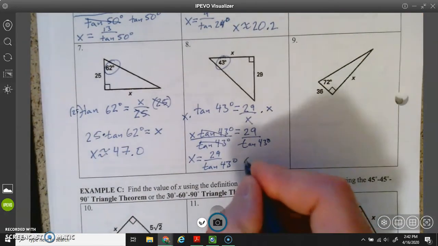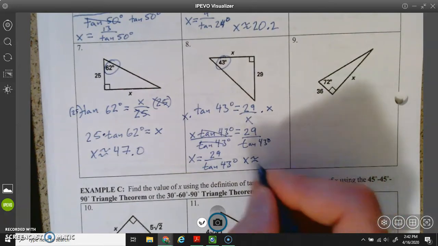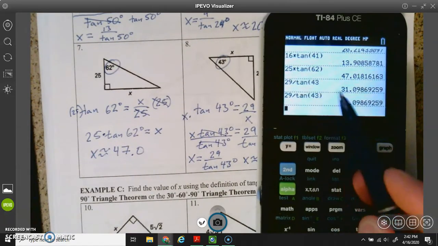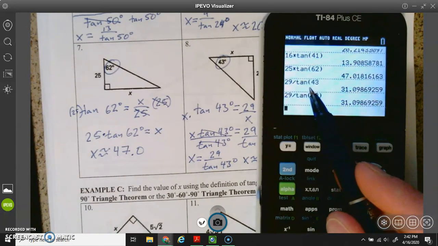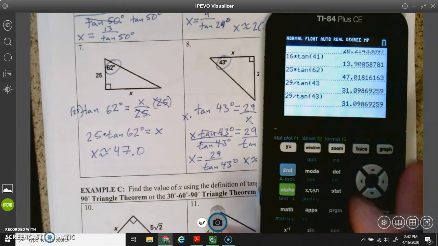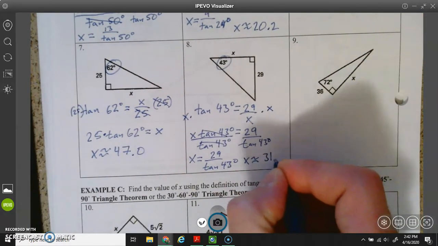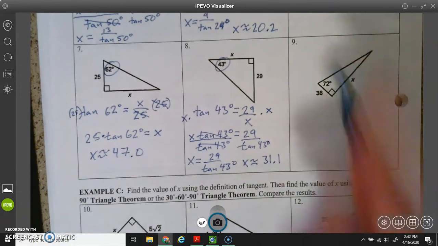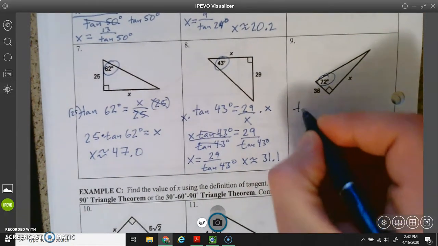If you notice, it doesn't make a difference if you close parentheses here. The reason why I do close the parentheses is later on, we're going to be doing operations with this other number. If you don't close the parentheses, then it thinks that you want to take the tangent of everything that you do inside. So it's a good way to make sure that you're doing the problem correctly, and also will help out in subsequent courses. That's 31.1. Number 9. So here, 72 degrees.